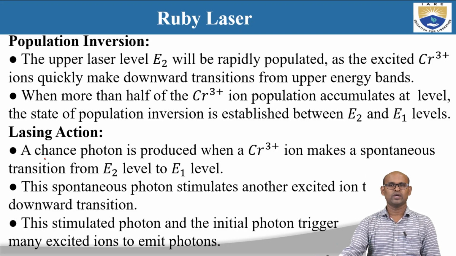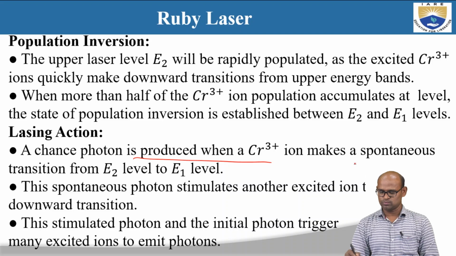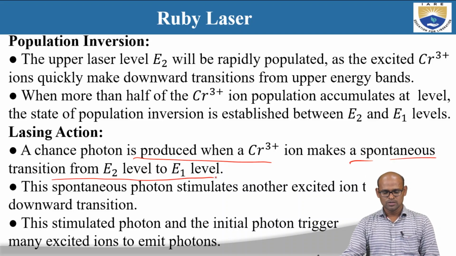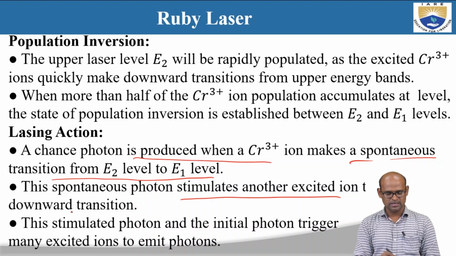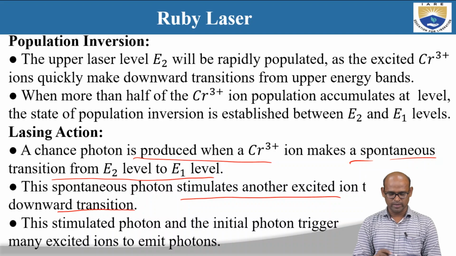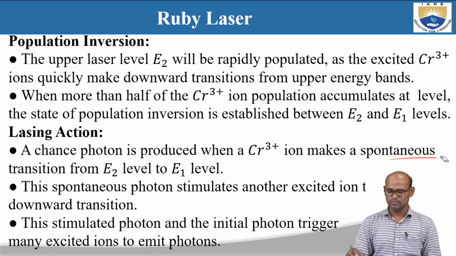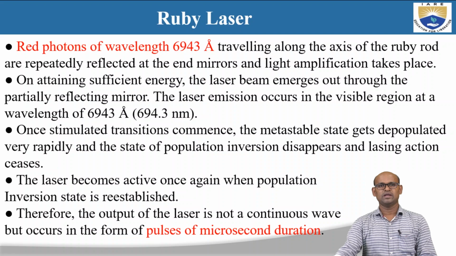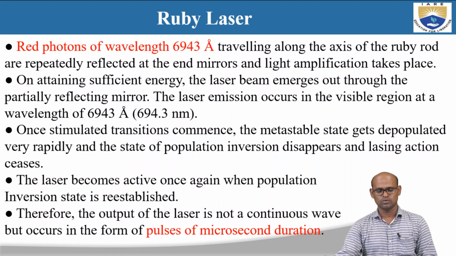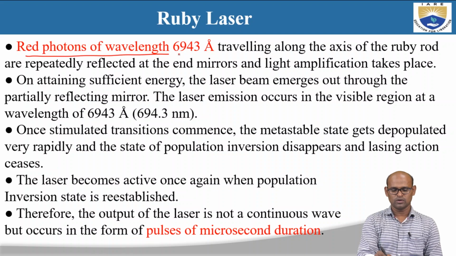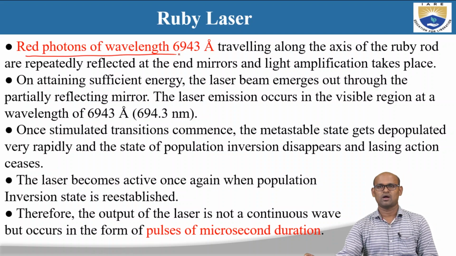Lasing action: a chance photon is produced when a chromium ion makes a spontaneous transition from E2 to E1. This spontaneous photon stimulates another excited ion to make a downward transition. The stimulated photon and the initial photon trigger many excited ions to undergo stimulated emission. These coherent photons are in phase and undergo constructive interference. Red photons of wavelength 6943 angstroms travel along the axis of the Ruby rod, repeatedly reflected at the mirrors, and light amplification takes place.